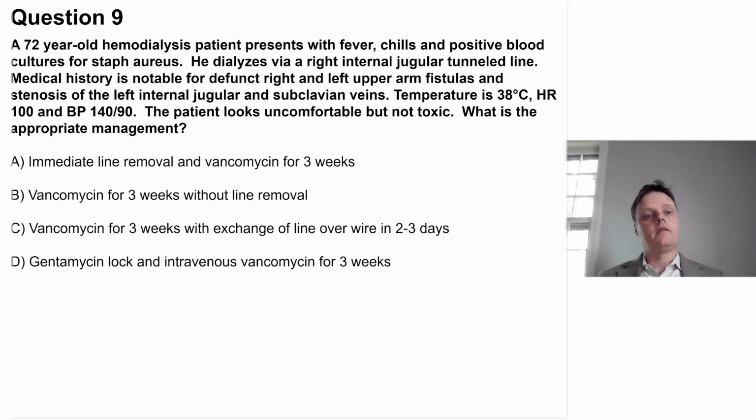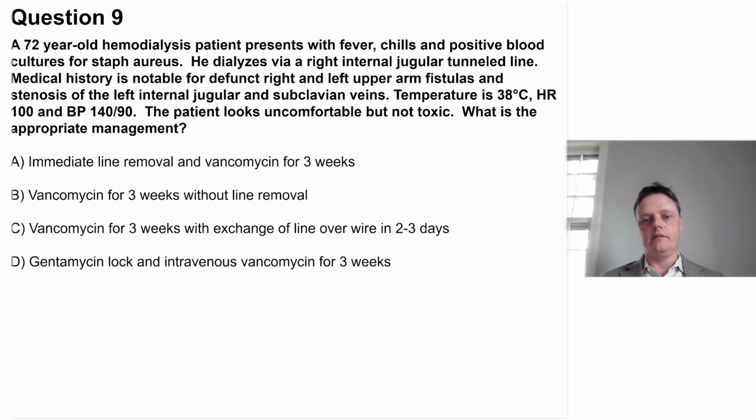Question 9. A 72-year-old hemodialysis patient presents with fever, chills, and positive blood cultures for Staph aureus. He dialyzes via a right internal jugular line. His medical history is notable for defunct right and left upper arm fistulas and a stenosis of the left internal jugular and subclavian veins.